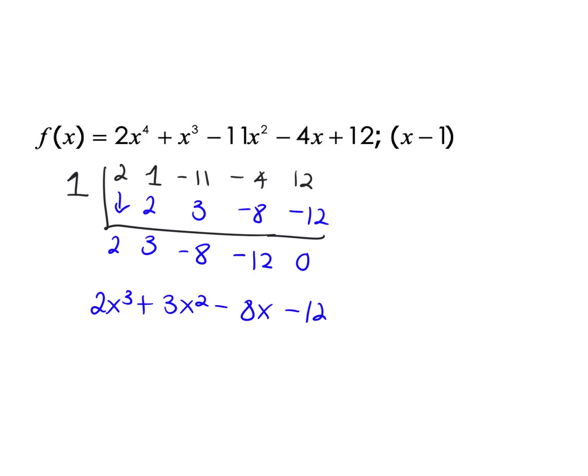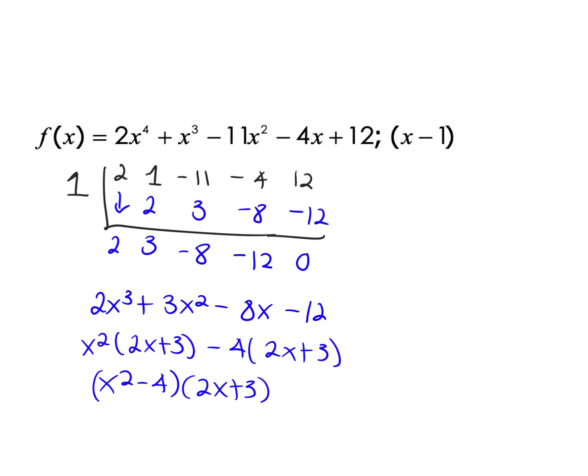So we can factor from our first set here in x squared, and this becomes 2x plus 3. And then we can factor out a 4 here, and this is 2x plus 3. So this is x squared minus 4 times 2x plus 3. And then the x squared minus 4 is x minus 2 times x plus 2. And then we have the 2x plus 3.